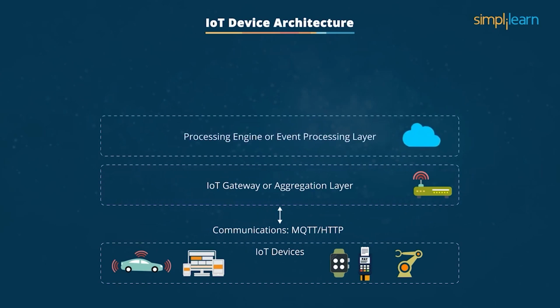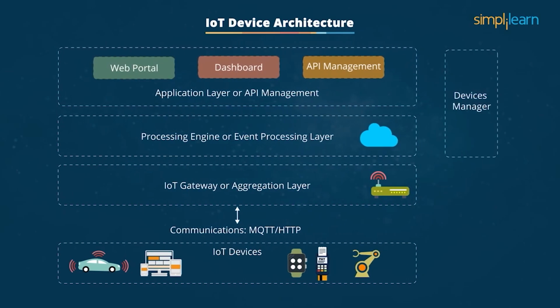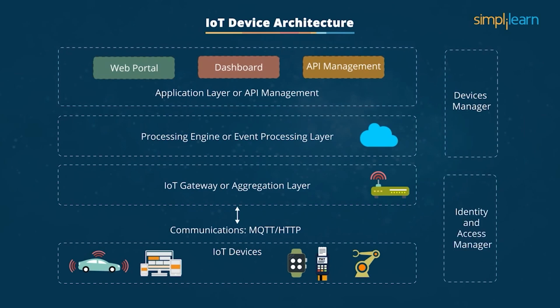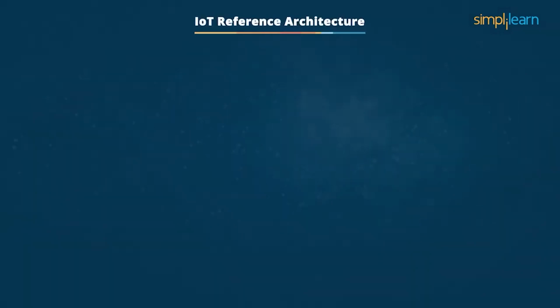The next layer is based on cloud. It's called the processing engine or event processing layer. It has numerous algorithms and data processing elements that are ultimately displayed on a dashboard. This layer basically processes the data obtained from the sensor layer. The last layer is called the application layer or API management layer. It acts as an interface between third-party applications and infrastructure. The entire landscape is supported by device managers and identity and access managers, which are useful for security of the architecture.